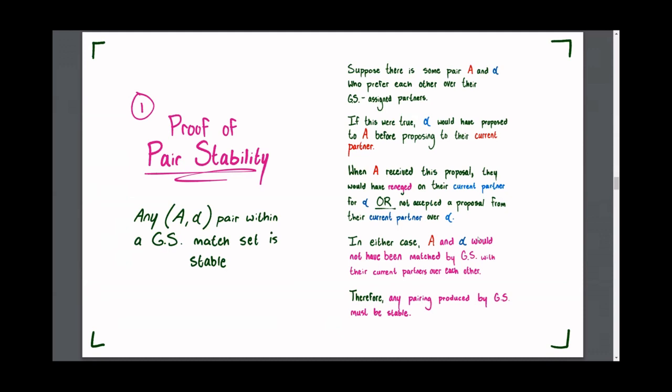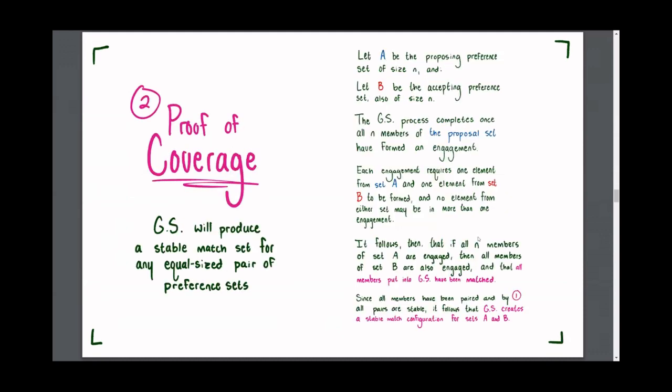And so this then builds to proof 2, the proof of coverage, and this is basically just saying every single couple in Gale Shapley will go through this process. And so if everyone is in a pairing by the end of Gale Shapley, and every single pairing is stable in Gale Shapley, then it leads us to believe that every single person will be in a stable pairing by the end.